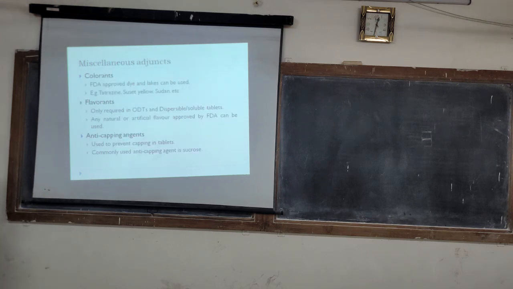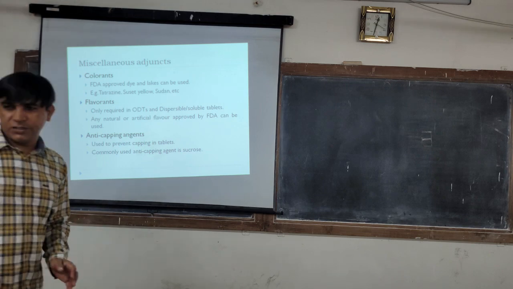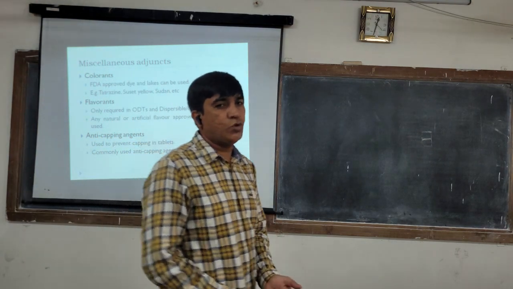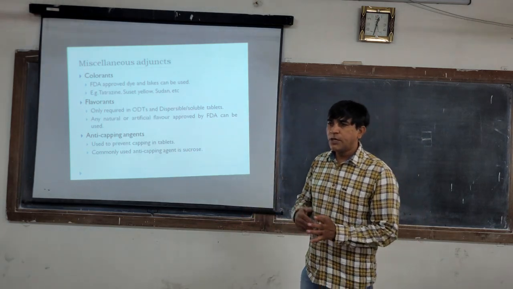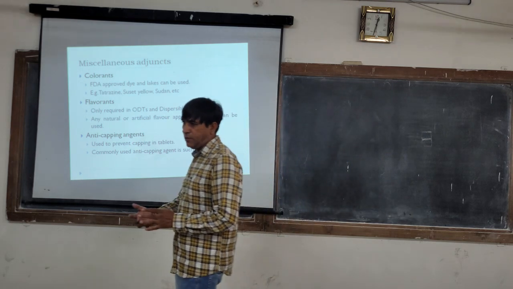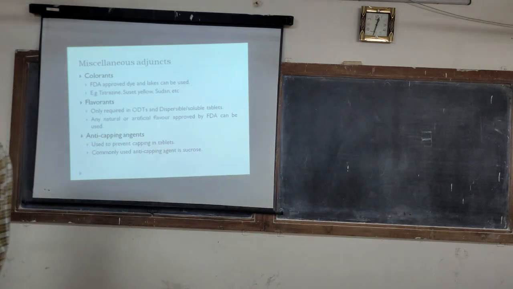Next are the miscellaneous adjuvants like colorants, for which we commonly use FDA approved dyes. Most commonly, we are using sunset yellow, tartrazine, Sudan 123, then malachite green, etc. They can be used as a coloring agent. Flavoring agents: normally, in tablets to be ingested, we are not using any flavoring agents. But orodispersible tablets, or mouth dissolving tablets, or chewable tablets, should have some flavoring agents to increase the palatability or increase the patient compliance. So commonly, we can use any FDA approved flavoring agents for preparing the tablets.